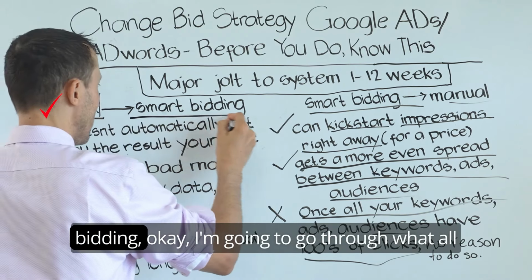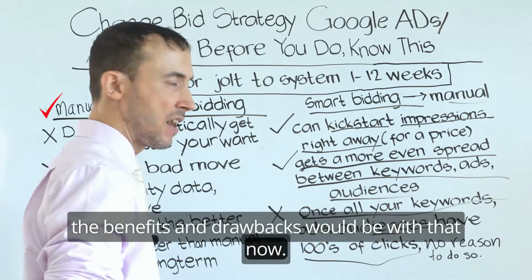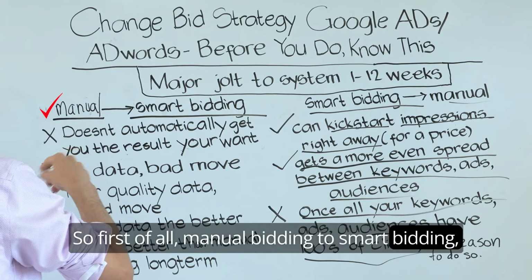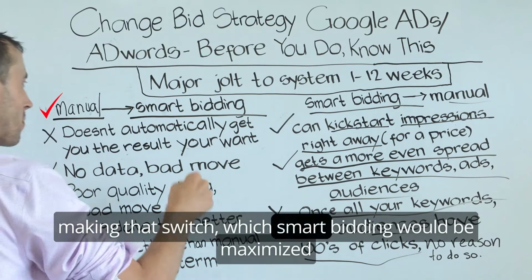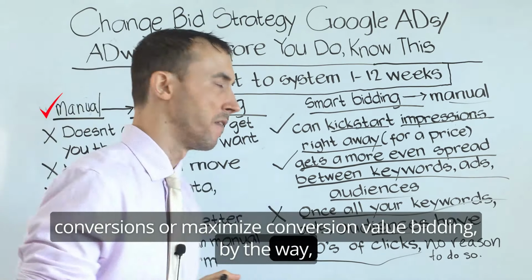So with that said, now on the other hand, if you're going to go from manual to smart bidding, okay, I'm going to go through what all the benefits and drawbacks would be with that now. So first of all, manual bidding to smart bidding, making that switch, which smart bidding would be maximize conversions or maximize conversion value bidding, by the way.